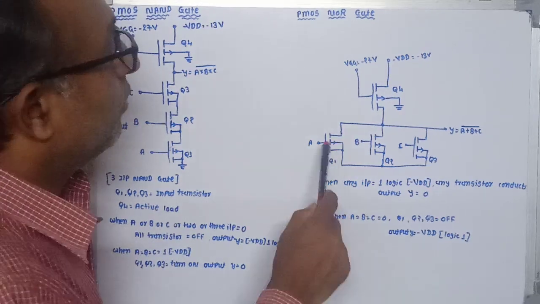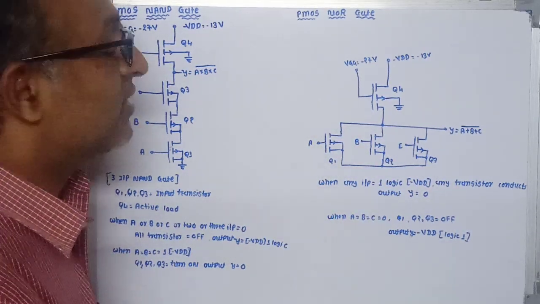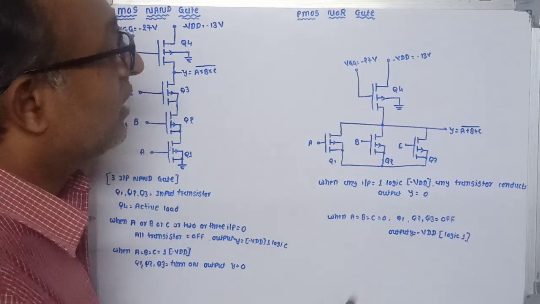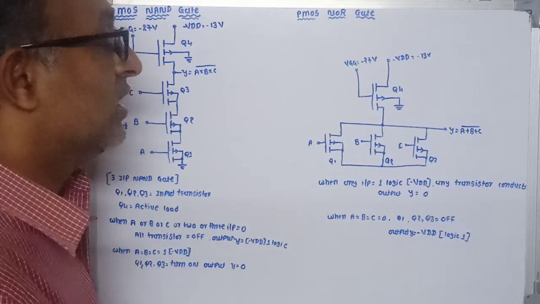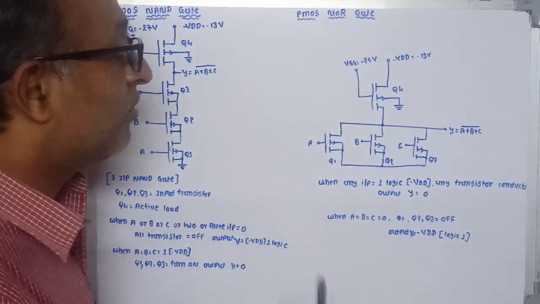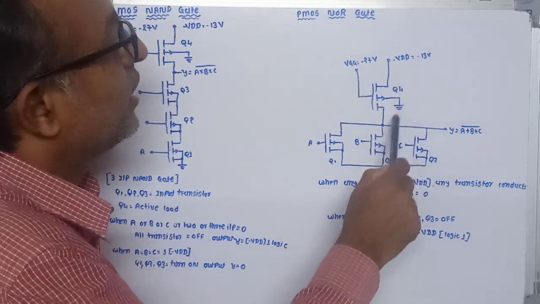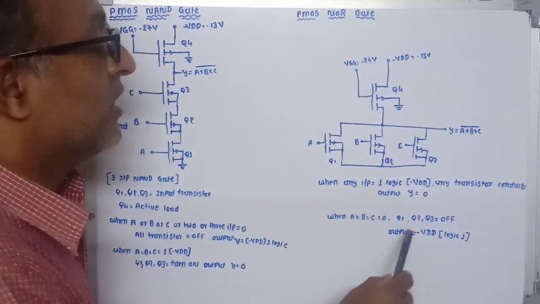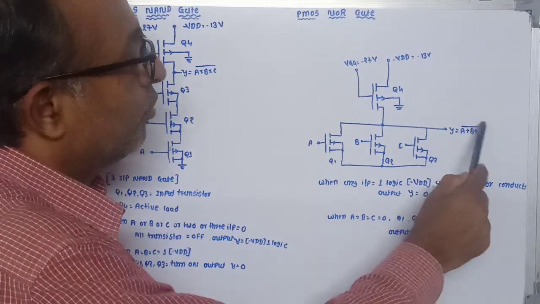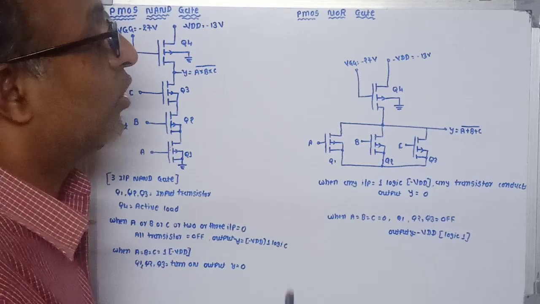But when A, B and C are at low level, or you can say at ground level, the transistors Q1, Q2 and Q3 do not conduct. That means they remain in the off state. So our negative drain voltage appears across the output terminal. So we will get minus VDD voltage at the output terminal, or we can say that the output is at logic 1.